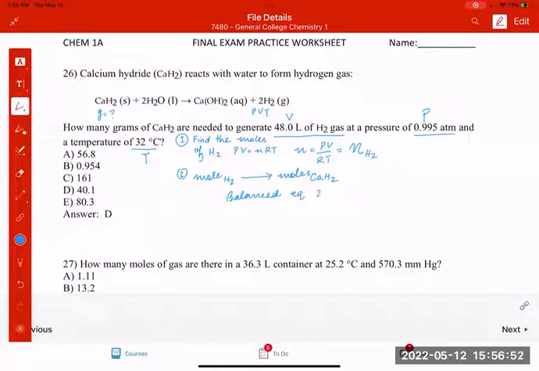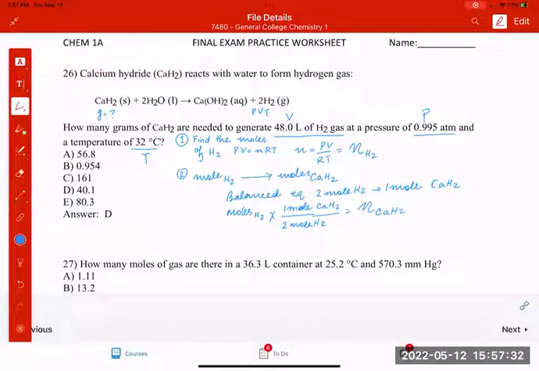We see that 2 moles of hydrogen are produced when 1 mole of calcium hydride reacts. So for the moles of calcium hydride, you're going to set up the problem like this: moles of hydrogen times the mole to mole ratio, which is 2 moles of hydrogen to 1 mole of calcium hydride. This is going to give you the moles of calcium hydride.